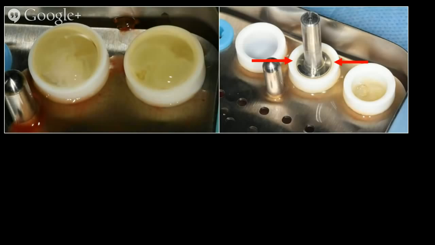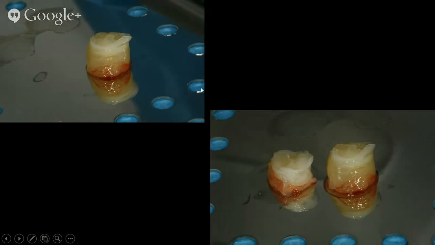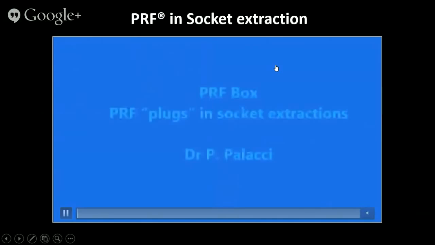We can make plugs for socket preservation. We have cylinders in the box, and we fill the cylinder with the clots, and we press with the metallic piston and then push the clots. But in this position, it's not low enough, and in this position, it's too deep. The right position is when the metal piston is at the level of the white cylinder. And then we can use these plugs in the socket when we do an extraction.